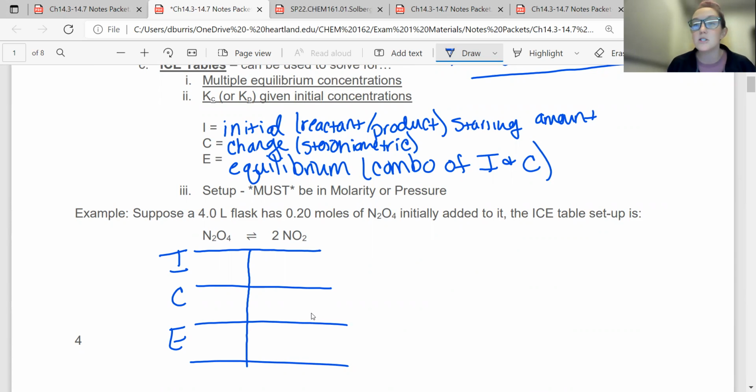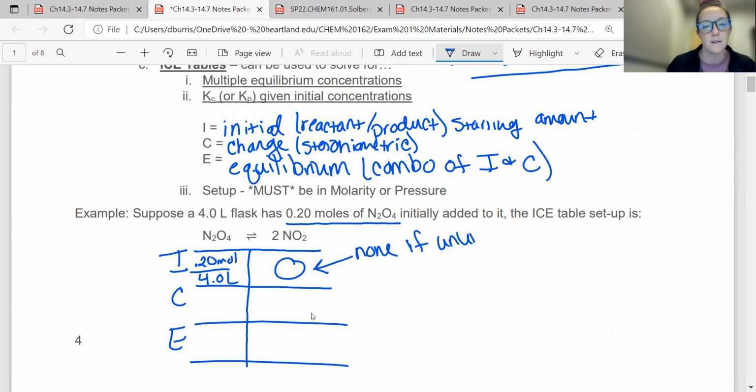So I is initially how much I started with. So it says I have a 4-liter flask, has 0.20 moles of N2O4. So remember, this has to be concentration. So I'm going to be 0.20 moles over 4 liters. So whatever that is for molarity. If I don't mention the products, that means I didn't start with any. Okay, so 0. So if it's unlisted, it's none. Okay, you can assume that.